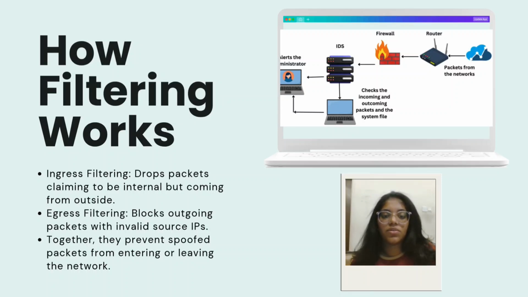Lastly, combined prevention. When used together, ingress and egress filtering create a comprehensive security measure for a network perimeter. This dual approach effectively prevents spoofed or malicious packets from both entering and leaving your network infrastructure.